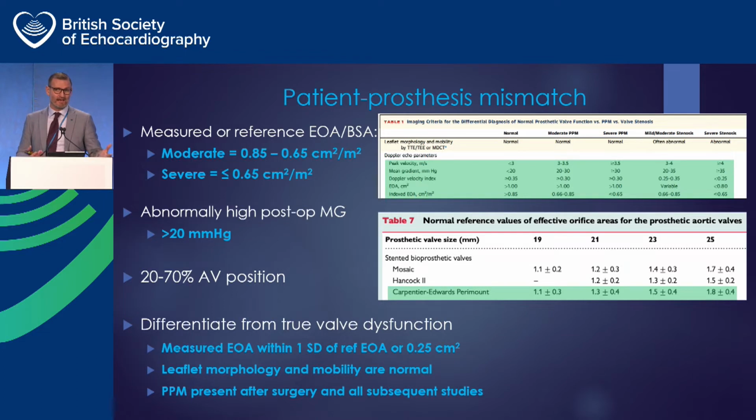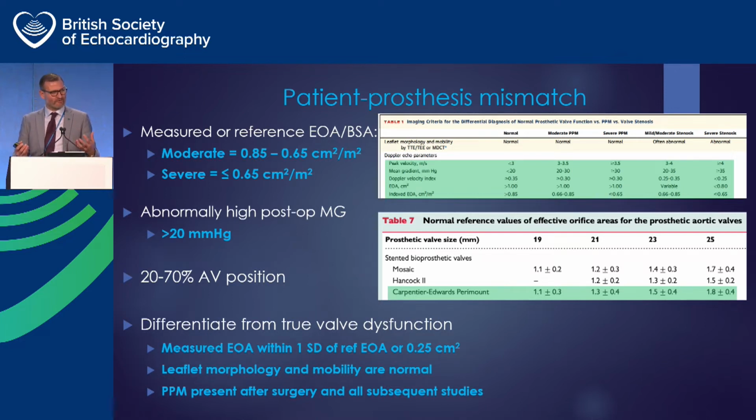And we can calculate whether we think they have a degree of patient-prosthesis mismatch by dividing either the measured effective orifice area on the echo or the manufacturer's recommended effective orifice area by the patient's body surface area. And if that's between 0.85 and 0.65, this suggests there's a moderate degree of mismatch. If it's less than 0.65, this suggests that there's severe prosthesis mismatch. Gradients we know are flow dependent, but it's typified by high mean gradients postoperatively. And it's common, according to which report you read, between 20 and 70% of patients who have AVR have a moderate degree of mismatch, whereas nearly 10% will have a severe degree of prosthesis mismatch.